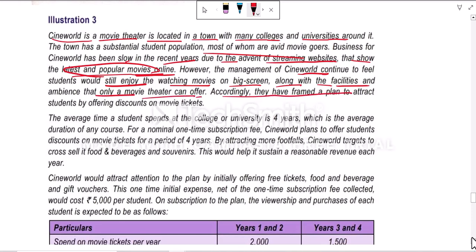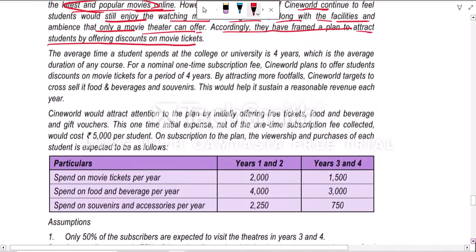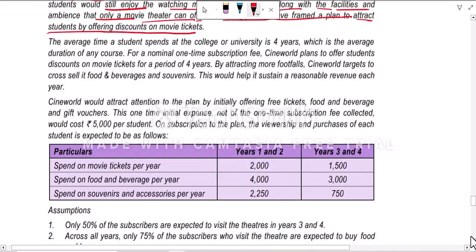Accordingly, they have framed a plan to attract students by offering discounts. See, what they observed is that some people will like watching movies in theaters only. For them, we should encourage that, and we should offer discounts to attract such students. So they want to adopt a new policy. What is that? The average time a student spends at college or university is 4 years, which is the average duration of any course.